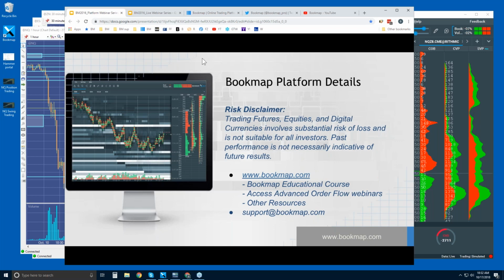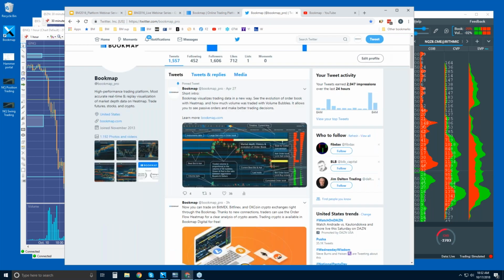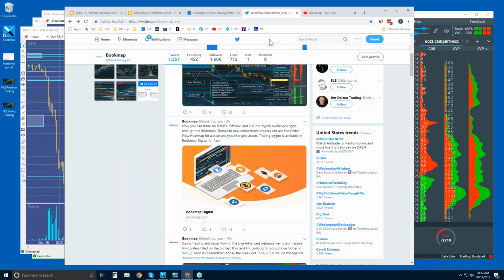Okay, so I'm just going to go to the Twitter feed here and want to let you guys know that now you can trade BitMEX, Bitfinex, and OKCoin, with all these different crypto exchanges, right through Bookmap. Okay, so I can show you how to do that, and I'll briefly go through it right now.